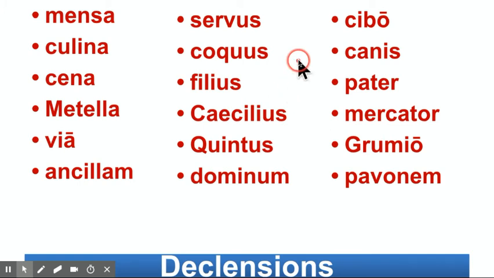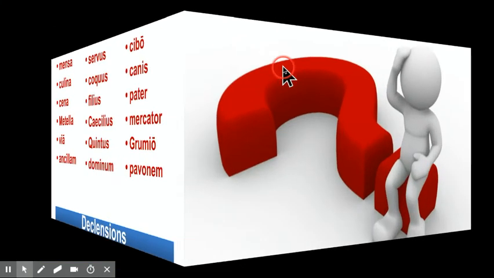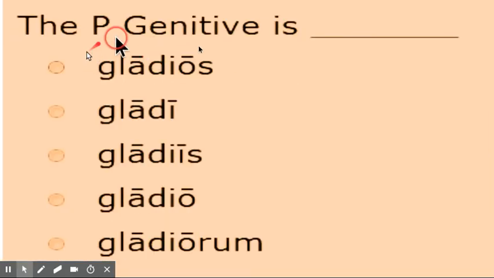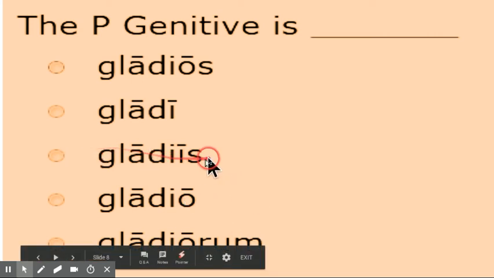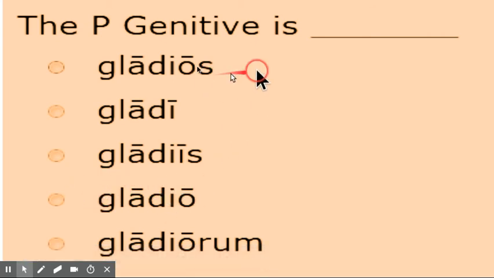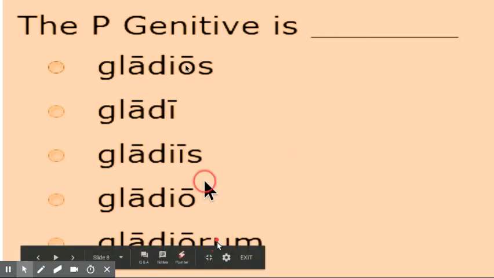All right, so the key is to figure out what family a noun works in. Because remember, the ending will determine the case, and the case will tell you the phrase, how it's being used grammatically. So let's begin with an intervention question. The plural genitive is gladios, gladii, gladiis, gladio, gladiorum. Well, we know it's not gladiis, that's ablative or dative plural. We know it's not gladio, that's singular ablative. We know it's not gladios, that's plural accusative. So we have this one or this one. Well, both are genitive, but you're asking for the plural genitive, and that would be gladiorum.